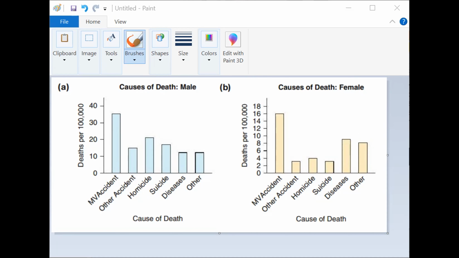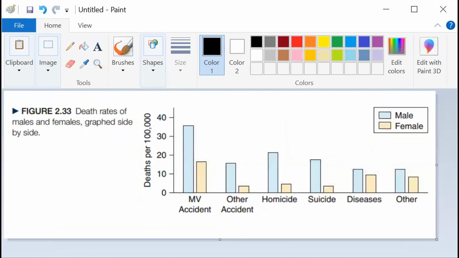It's kind of nice if I can find it. Here it is. All right, now they're on the same axis. Okay, and so now you can go through and compare the deaths for men versus deaths for women. And one of the overriding observations that you would make when you look at this data is that men are far more likely to die of these different causes than women.